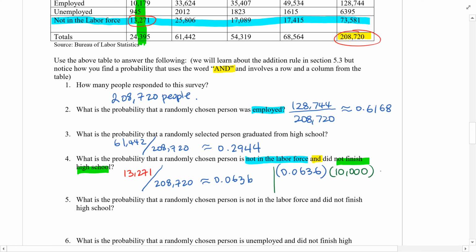then I would get 636, and I can interpret that saying that, well, if I would randomly select 10,000 people, I would expect to see 636 people who are not in the labor force and did not finish high school. Again, let me say it again. If I would select 10,000 people randomly, then I would expect to see 636 of those people not in the labor force and did not finish high school.